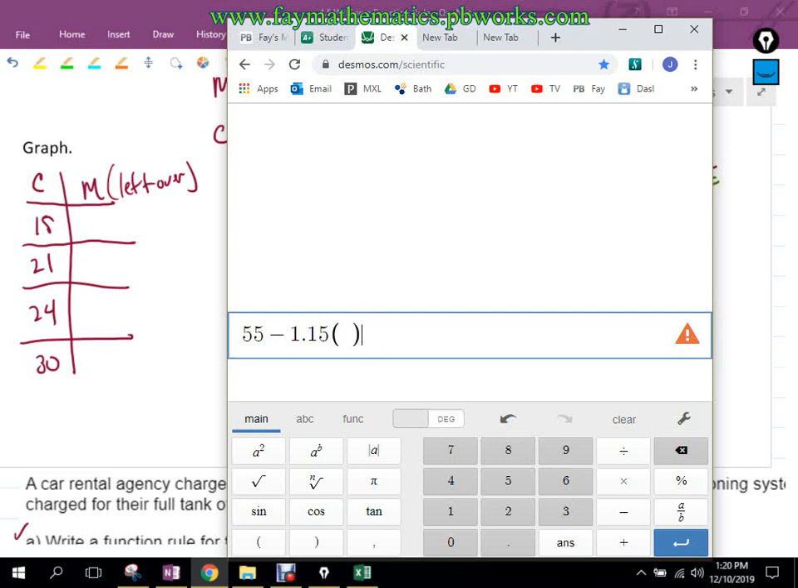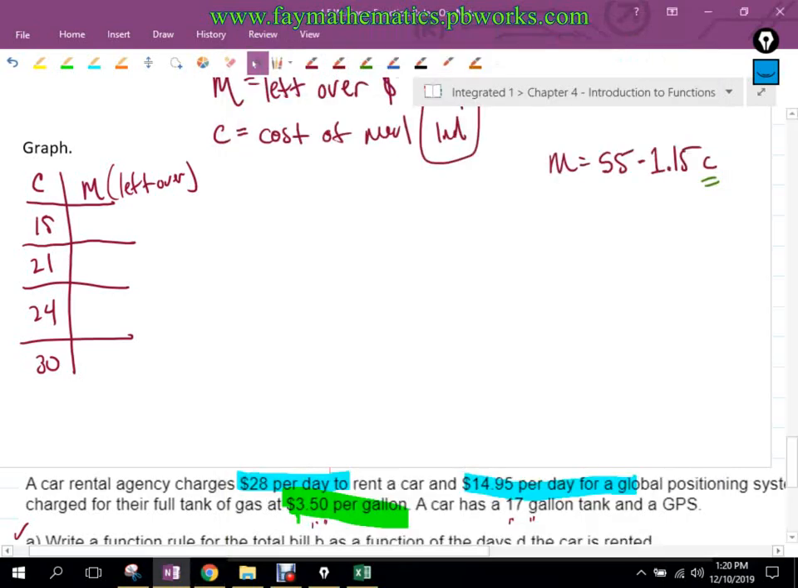This is what I would have you type in, and now I'm going to hit 15 right there. You guys are going to have to hit enter for your calculator to evaluate that. So now I'm going to write down that number, record that 37.75.